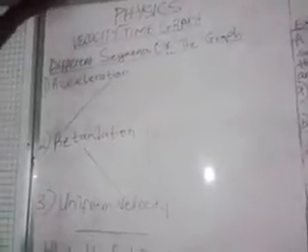Okay, so the last segment you can see in the velocity time graph is one that is horizontal, and it represents uniform velocity. Uniform velocity means there is no acceleration. So uniform velocity means zero acceleration, meaning that velocity is constant.